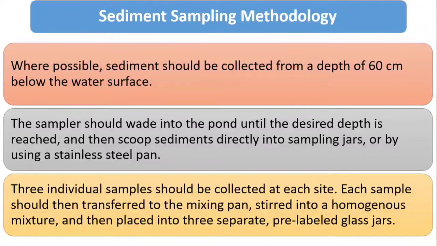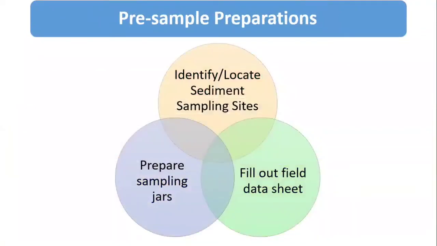Three individual samples should be collected at each site, and each sample should then be transferred to the mixing pan, stirred into a homogeneous mixture, and then placed into three separate pre-labeled glass jars. Same thing we have to repeat as what we have done for the soil: identify or locate our sediment sampling site, fill out the field data sheet, prepare a sampling jar.